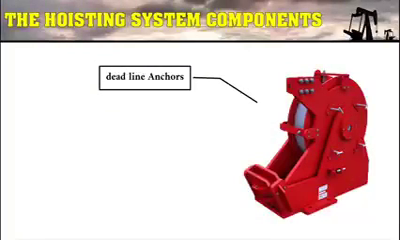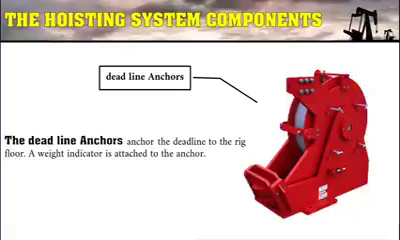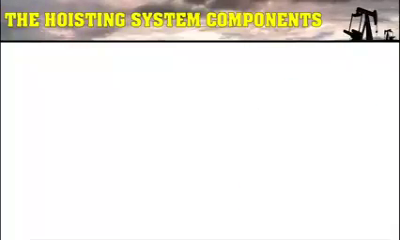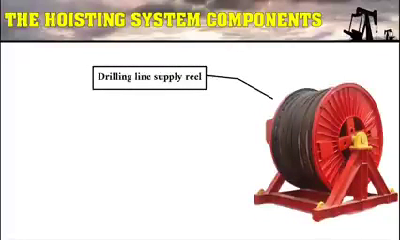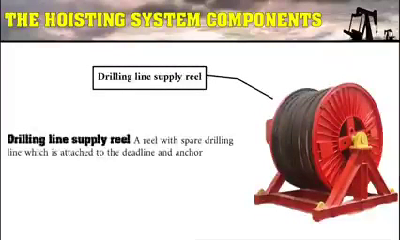Another part of the hoisting system is the deadline anchor. The deadline anchor anchors the deadline to the rig floor. A weight indicator is attached to the anchor. A drilling line supply reel, a reel with a spare drilling line, which is attached to the deadline and the anchor.